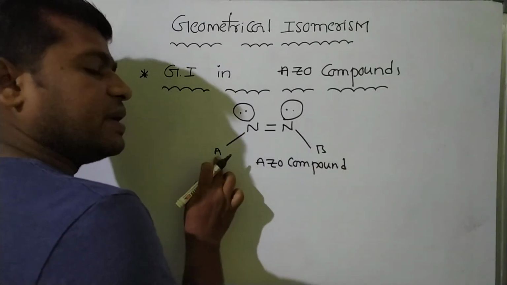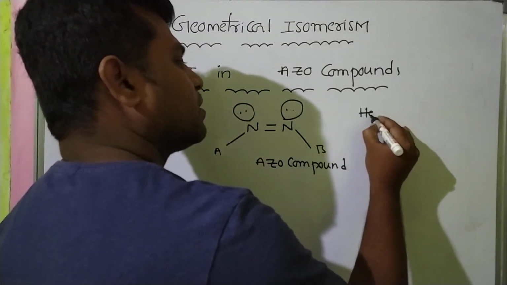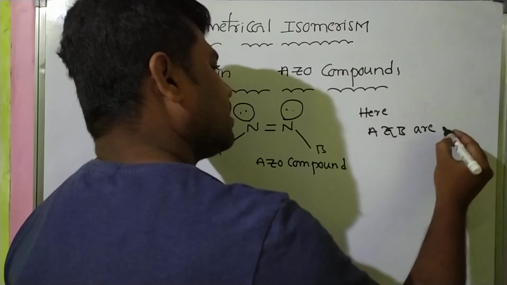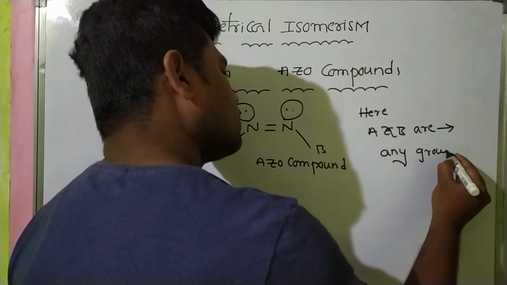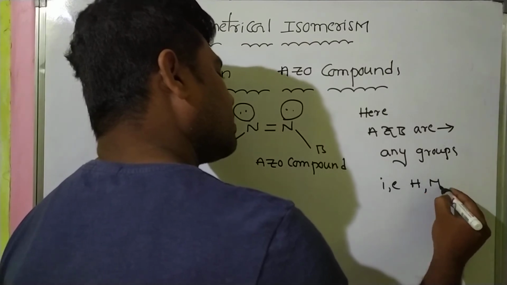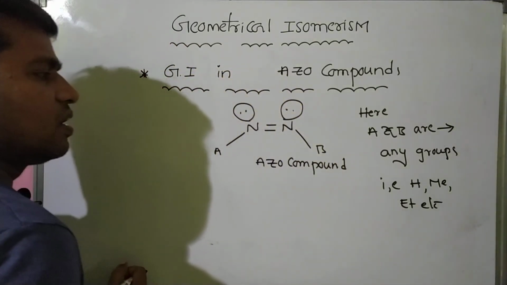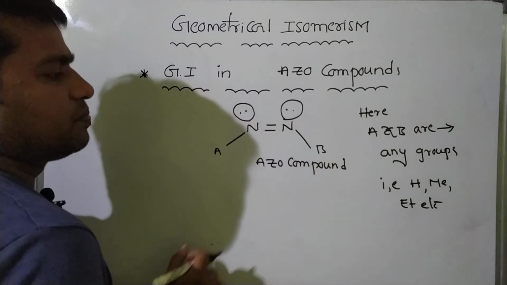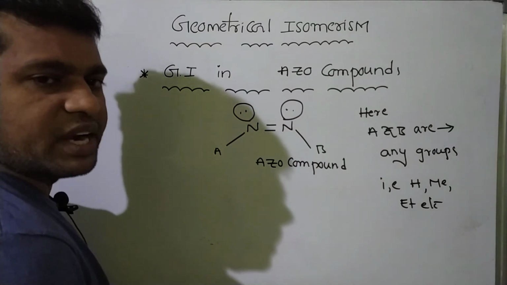Students, A and B are any groups, that is hydrogens or methyl or ethyl, etc. Any group. Here the azo compound will give geometrical isomerism.